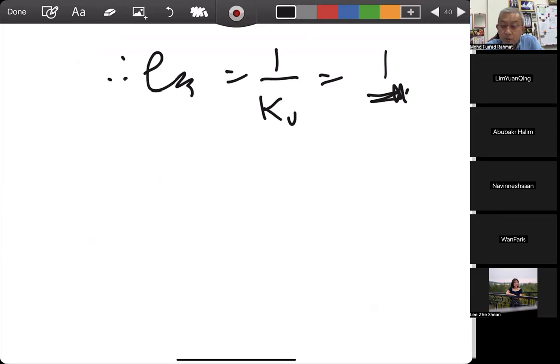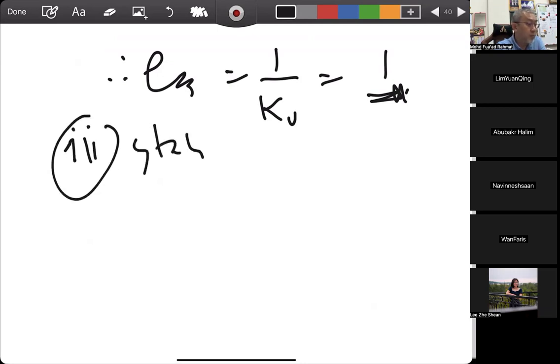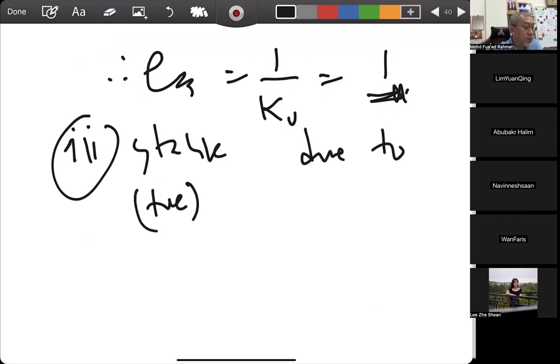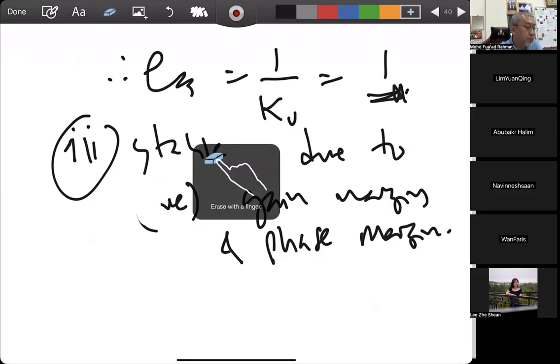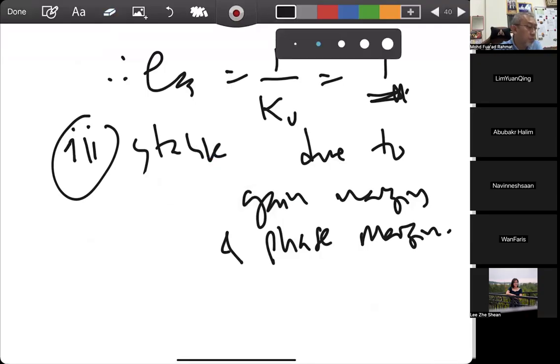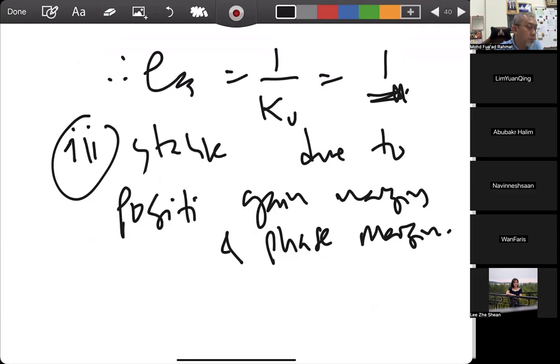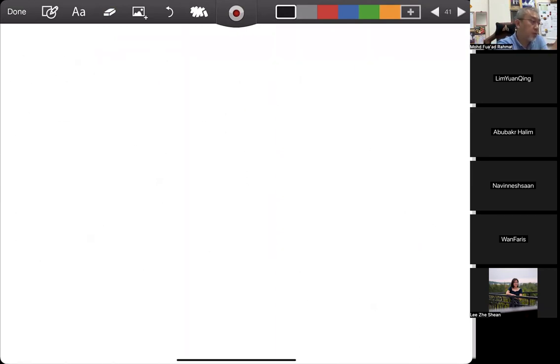Analyze the stability of the closed loop system. Stable, due to positive gain margin and phase margin. Positive. Okay. The final one is gain adjustment.